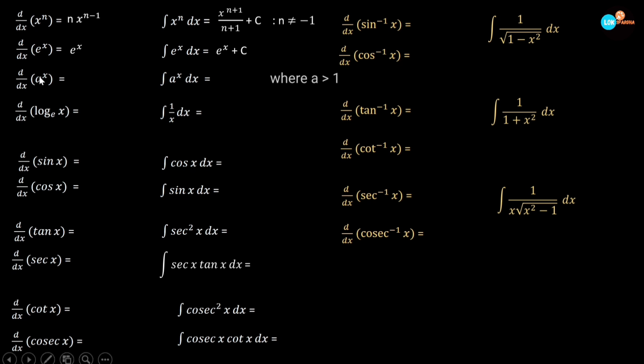But the next one you see, this is not e, this is a. A may be any arbitrary number. Okay, but e is not that one. It is a constant, that is 2.718.